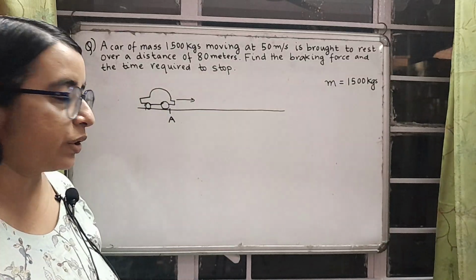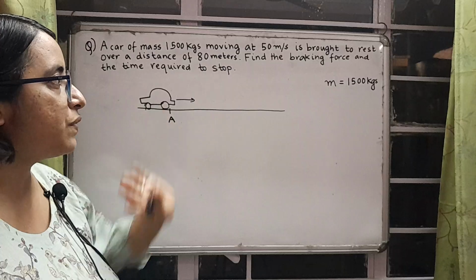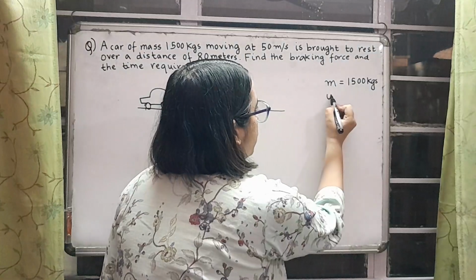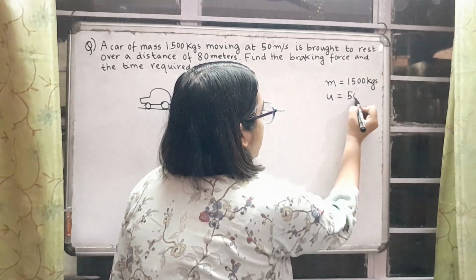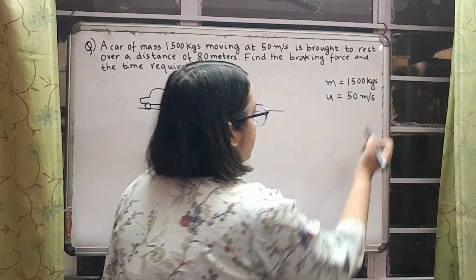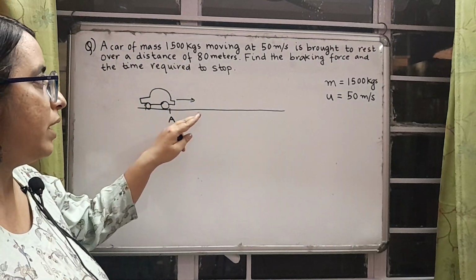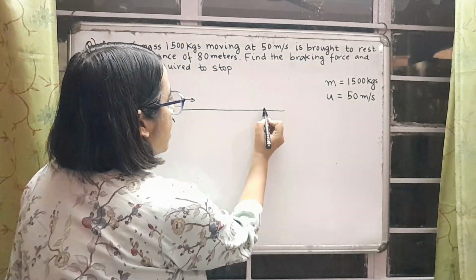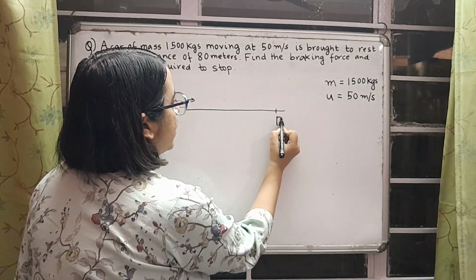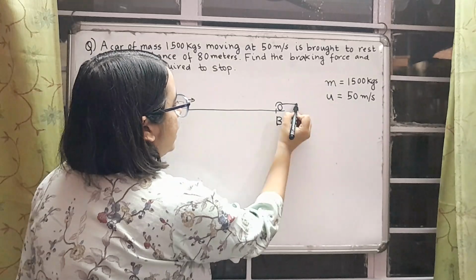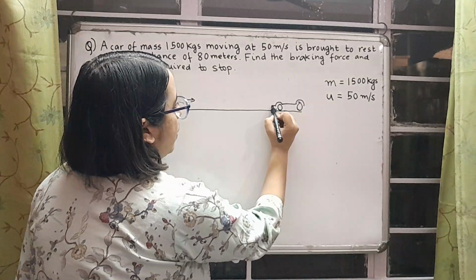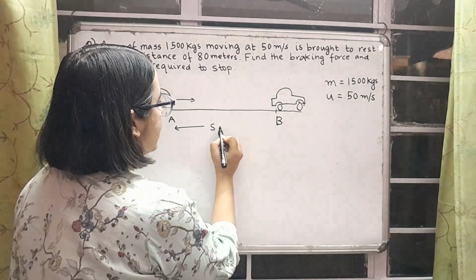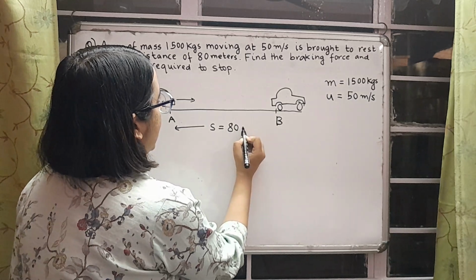Now the car is moving at 50 meters per second. So the car is in motion, and it's moving at 50 meters per second. So the initial velocity of this car, u, is 50 meters per second. Now this car is moving until it is brought to rest over a distance of 80 meters. So this car moves until it comes to the point B and it comes to rest at B. So this distance S is 80 meters.